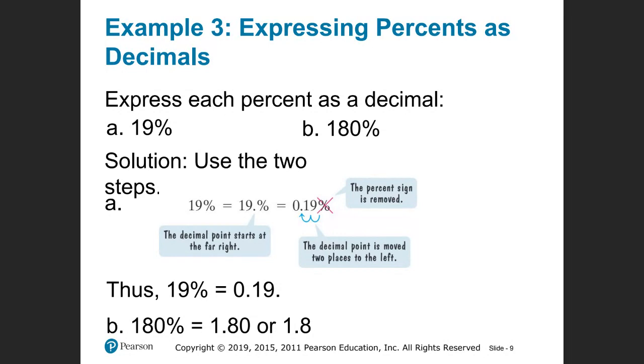For 180%, put your decimal point at the end of 180. Move it 2 places to the left, which puts it between the 1 and the 8. So 180% is equal to 1.80, or the 0 is not necessary, so you can just remove it and say 1 8/10.